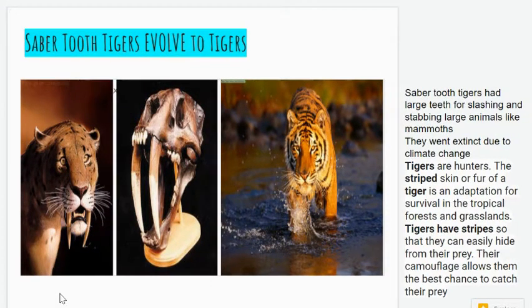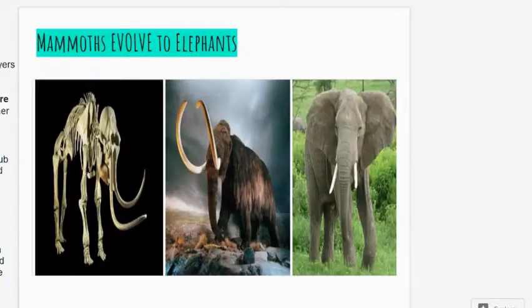Grasslands. Tigers have stripes. See, this guy's just got a little bit of spots, but this tiger, the adapted, evolved one, has big stripes. These stripes are an adaptation because they help the tiger easily hide from the prey. Their camouflage allows them the best chance to catch their prey. So, how did the tiger adapt? Well, it doesn't need those extremely long teeth anymore, so that changed. They just have kind of normal-sized teeth for tigers. Still large, but not this size. And their camouflage, their stripes, changed as well. They adapted over time. The fossils show us that.